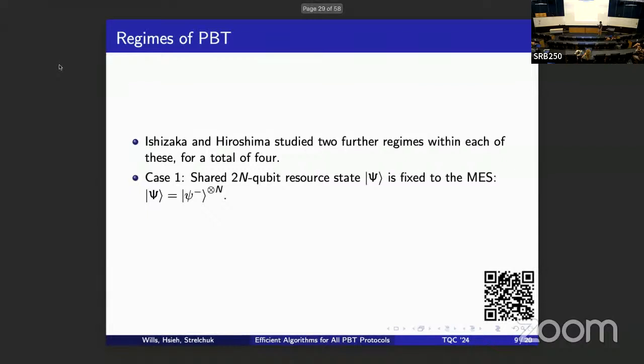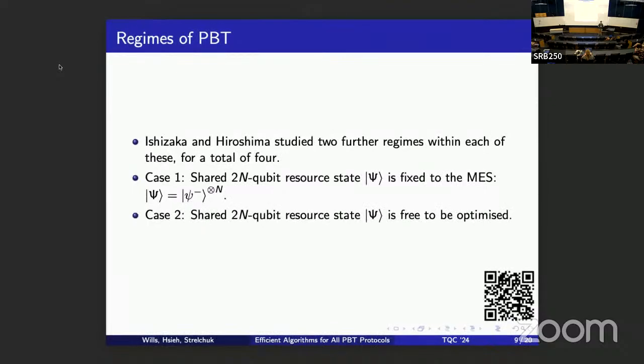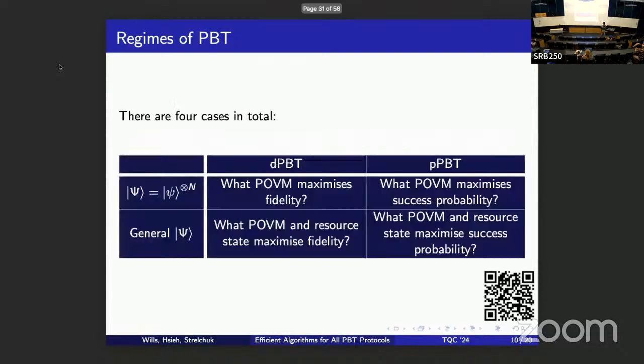And those have to do with the resource state. So they ask, in one case, let's make the resource state be maximally entangled. So it could be n Bell pairs, so a maximally entangled 2n qubit state. And in the second case, let's let the resource state be absolutely anything, and we'll optimize it. So these 2 choices give, as I mentioned, the total 4 different kinds of PBT.